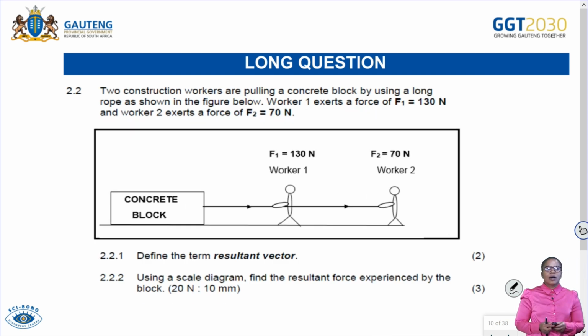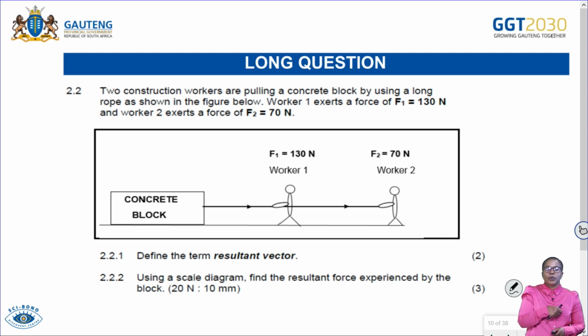Moving right along, you've got 2.2 now. We're done with your 2.1. It says two construction workers are pulling a concrete block by using a long rope as shown in the figure below. Worker 1 exerts a force of 130 newtons, and worker 2 exerts a force F2 equal to 70 newtons. Now they gave us a nice diagrammatic representation.